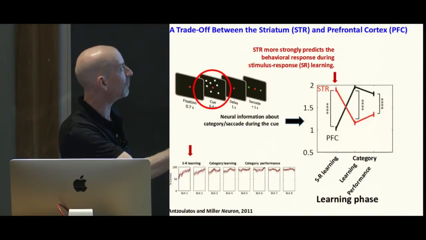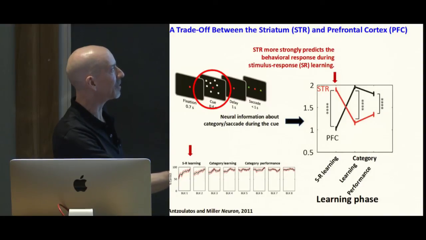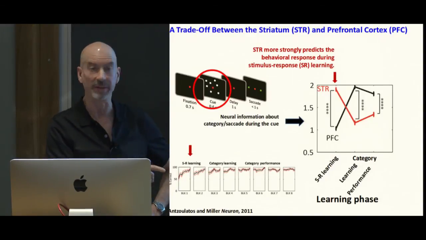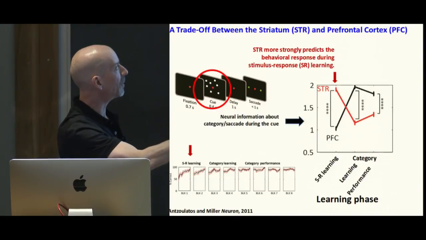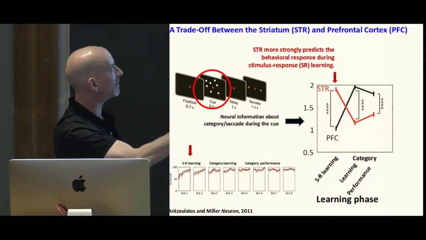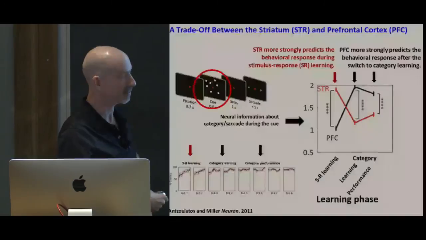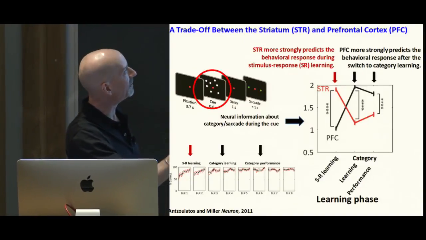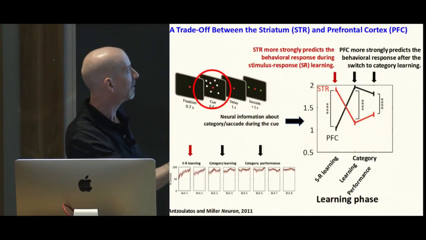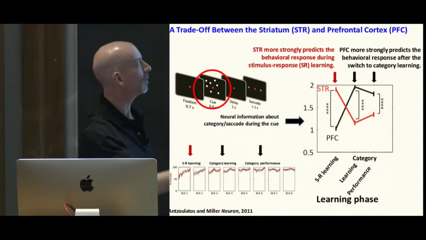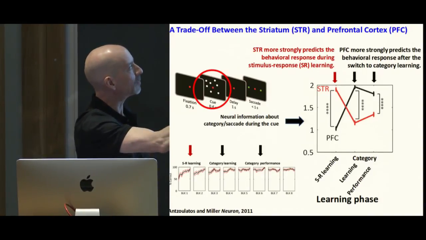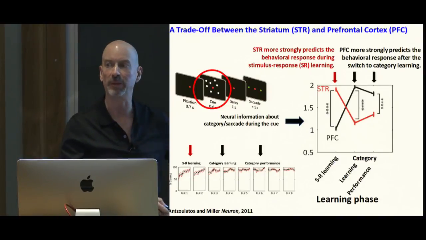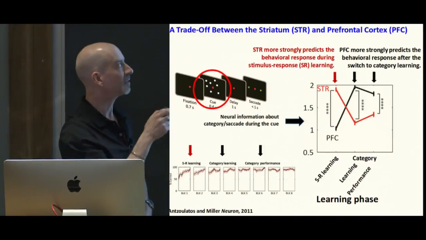And this is shown here. This is information on the y-axis. Here are the 3 different learning phases. First, SR learning, then category learning, and finally category performance. And we found the trade-off we predicted. First, when the monkey's in the SR learning phase, the striatum carries much more information about the forthcoming saccade than the prefrontal cortex does. But then, when the monkey switches to category learning phase, and ultimately category performance, now there's a switcheroo. The neural information in the striatum drops down, and now the prefrontal cortex becomes a better predictor of what the response is. So this is exactly the trade-off we predicted.